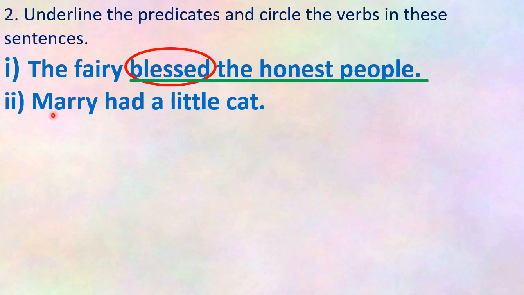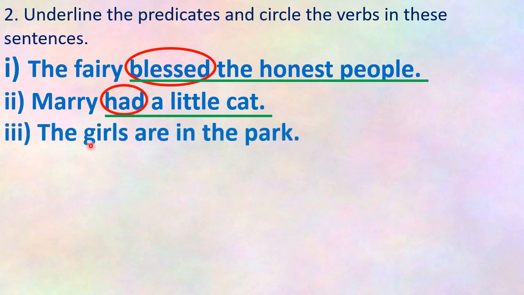Now this sentence is saying that Mary had a little cat. So Mary is the subject. And the remaining sentence that is telling what Mary did is the predicate. And what is the verb here? The verb is had. Next sentence, the girls are in the park.